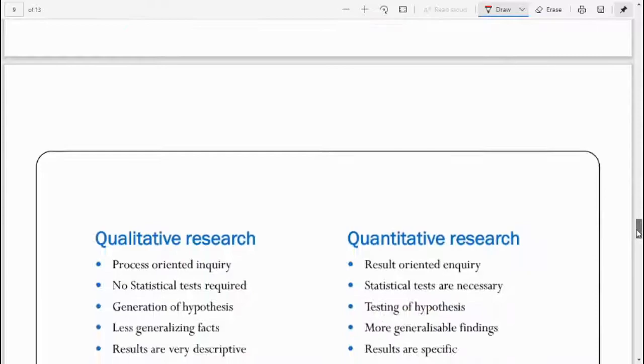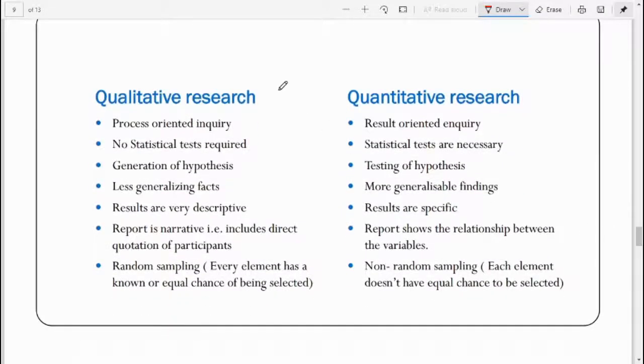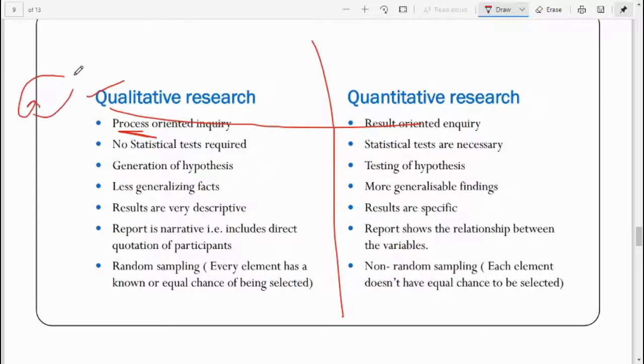Next we have, I have made this comparative chart to understand the difference between qualitative and quantitative research. It is a process oriented inquiry. Why is it process? Because in qualitative research, the researcher is interested to generate a theory, and it keeps on going, so this theory generation is a continuous process.